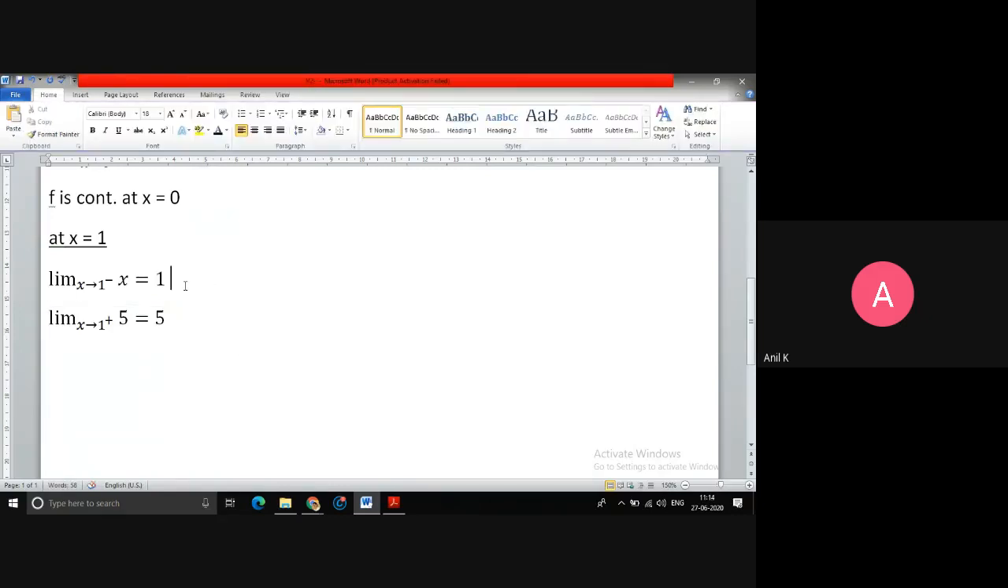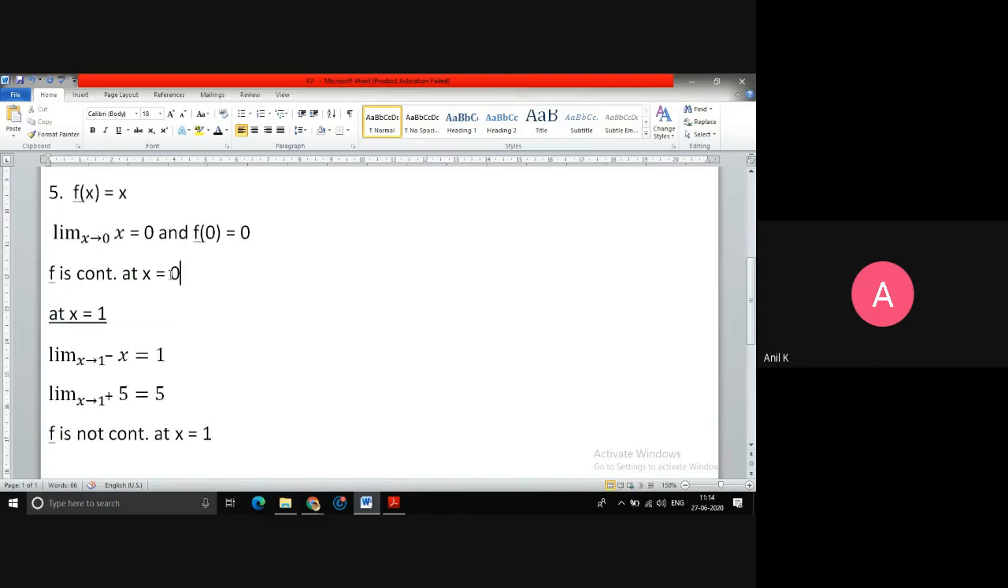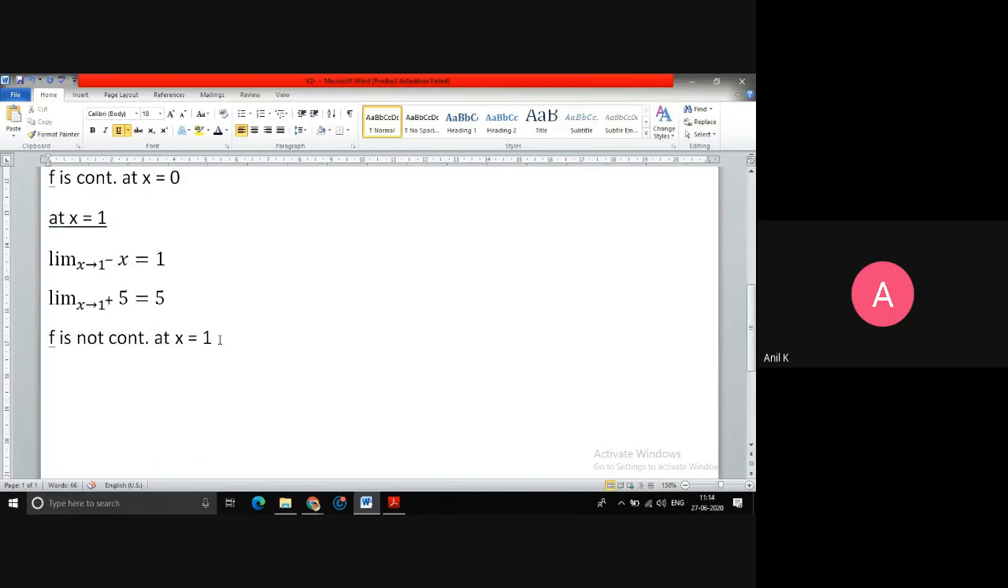So here my left limit at 1 is coming as 1 and the right limit is coming as 5. Hence the left limit is not equal to the right limit. So f is not continuous at x equals to 1. Okay. So it is continuous at x equals to 0. It is non-continuous or discontinuous at x equals to 1.